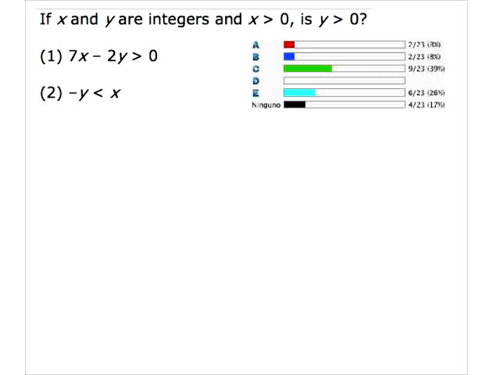You can take 7x is greater than 0, and you can add 2y to both sides. That gives you 7x is greater than 2y. So that's a little bit more helpful. So we know that this is positive. So the problem is that being positive, being greater than something, doesn't really help. So we know that this is less than a positive number, and that's all we know about it.